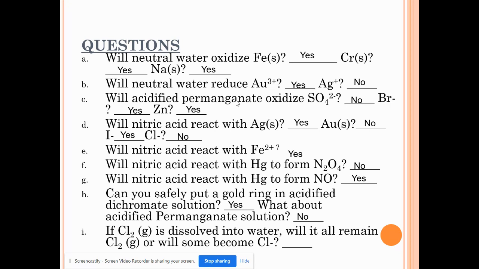If Cl2 gas is dissolved into water, will it remain Cl2 gas or will some become Cl-? What you need to do is look and see if Cl2 is going to make the Z pattern or the S pattern. And you look, it's going to make the Z pattern with the water. We have Cl2 on the left, 1.36, and water below on the right at 0.82. So yes, some of it's going to be converted to Cl-.